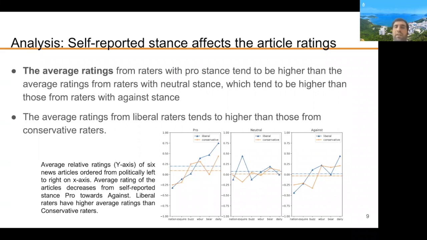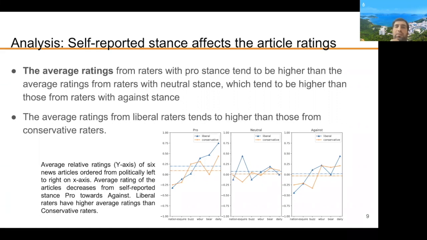Our results show that the average rating across 3 groups, pro, neutral, and against, within each liberal and conservative category is different. With pro being the highest average compared to the neutral, and the neutral has higher average than the against gun control group. In general, liberal group has higher rating than the conservative groups.